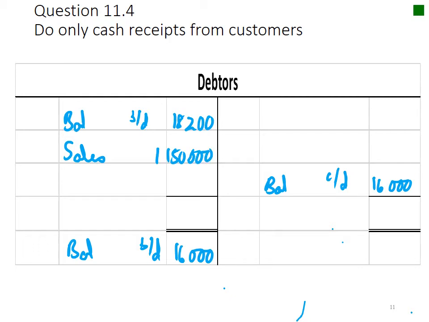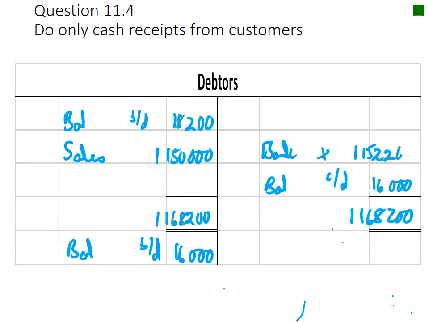So if sales were 1,150,000, we add to that the opening debtors balance, we're going to get 1,168,200. And we subtract the closing debtors balance, it means the amount of money we received in our bank account, we debit bank and credit debtors with 1,152,200. So this is going to be the first line on your statement of cash flows, the 1,152,200. That's the amount of cash we received from our clients.